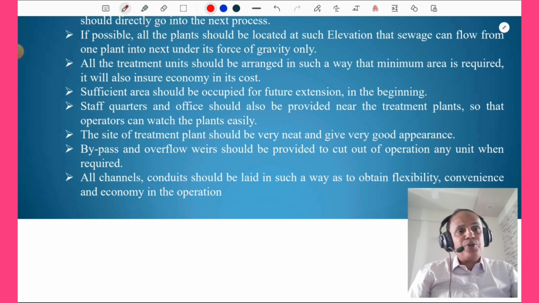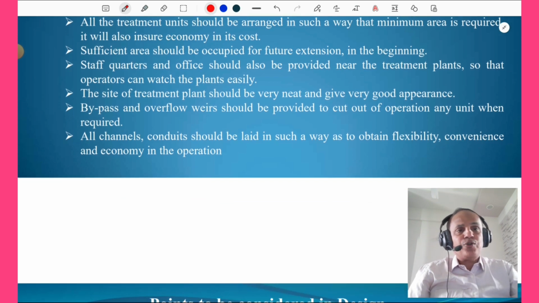Bypass and overflow weirs should be provided to cut off the operation of any unit when it is required. All the channels and conduits should be laid in such a way as to obtain flexibility, convenience and economy in the operation. So economy is also important.